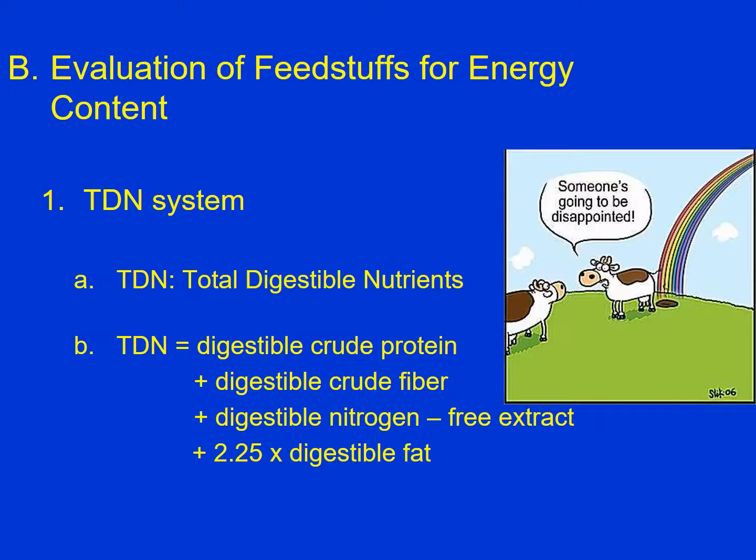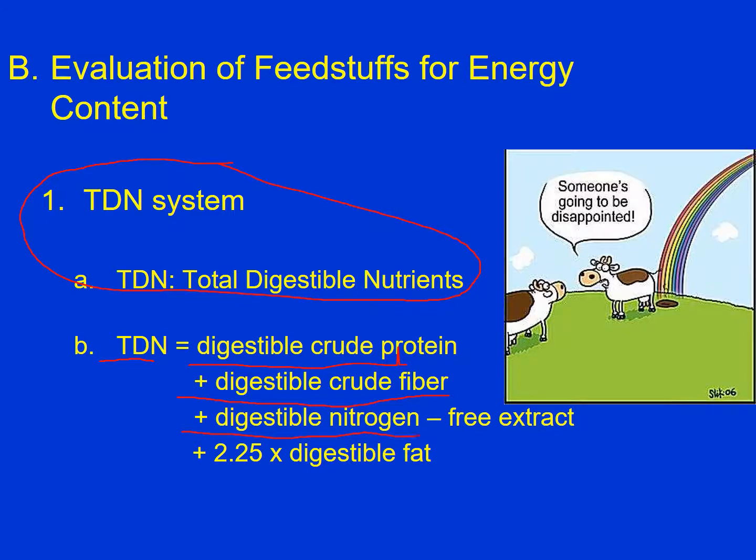Well, first we're going to evaluate our feedstuffs for energy content. And a kind of old system was the TDN system, which stands for Total Digestible Nutrients. Animal scientists came up with the TDN system back over 100 years ago already. But what is TDN? It is the digestible crude protein in a feedstuff plus the digestible crude fiber. Now, fiber is not going to be as digestible as these other components, but we can digest some of the fiber.